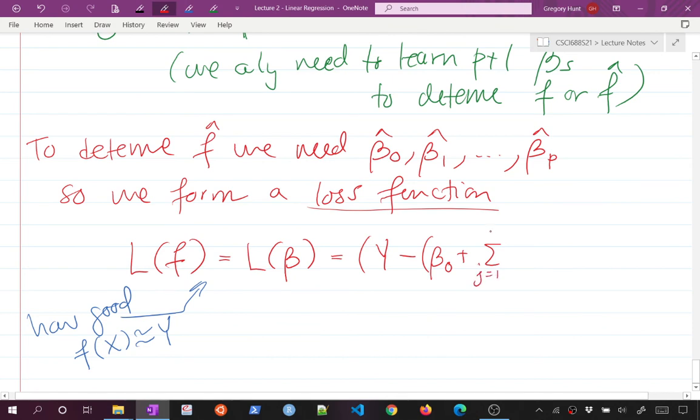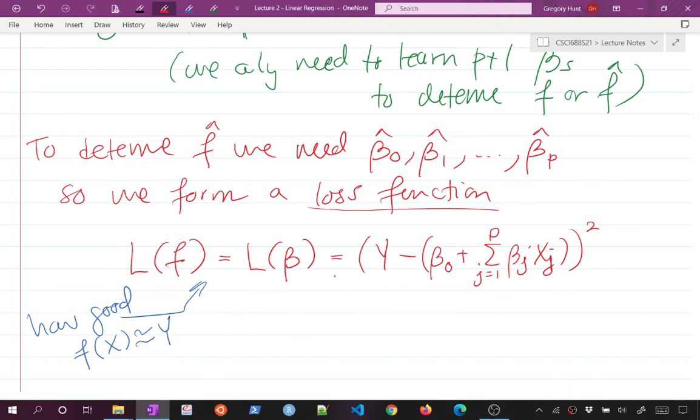Say, sum indexed by j goes 1 to p of beta j x j. So first we're going to look at the difference between the true y and the predicted y by my f, right? And we're going to square it. Why are we going to square it? Because that makes this always a positive number, and because squaring is differentiable, it's easy to work with, right?